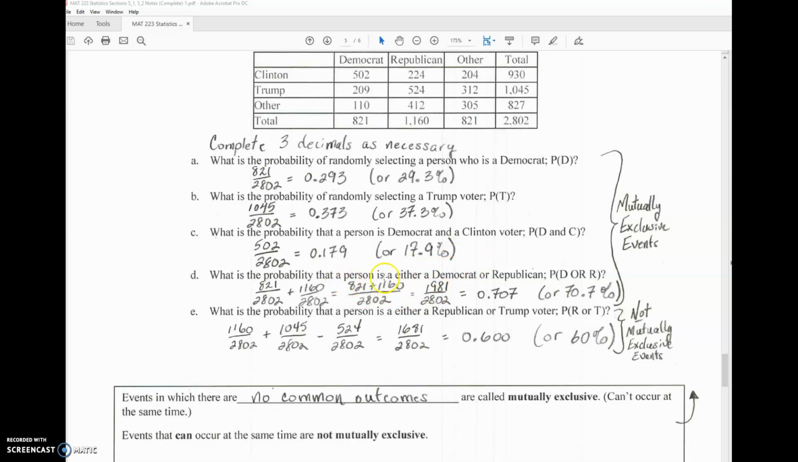What's the probability that a person is either a Democrat or a Republican? We want to include all the Democrats or Republicans or both. Remember, "or" means "or both." Now, there's no way to be both. "Other" does not mean both; it means it's something else. So Democrats were 821 out of the 2,802, and Republicans were 1,160 out of the 2,802. You add those together, you get 1,981 out of the 2,802, or 0.707, or 70.7%.